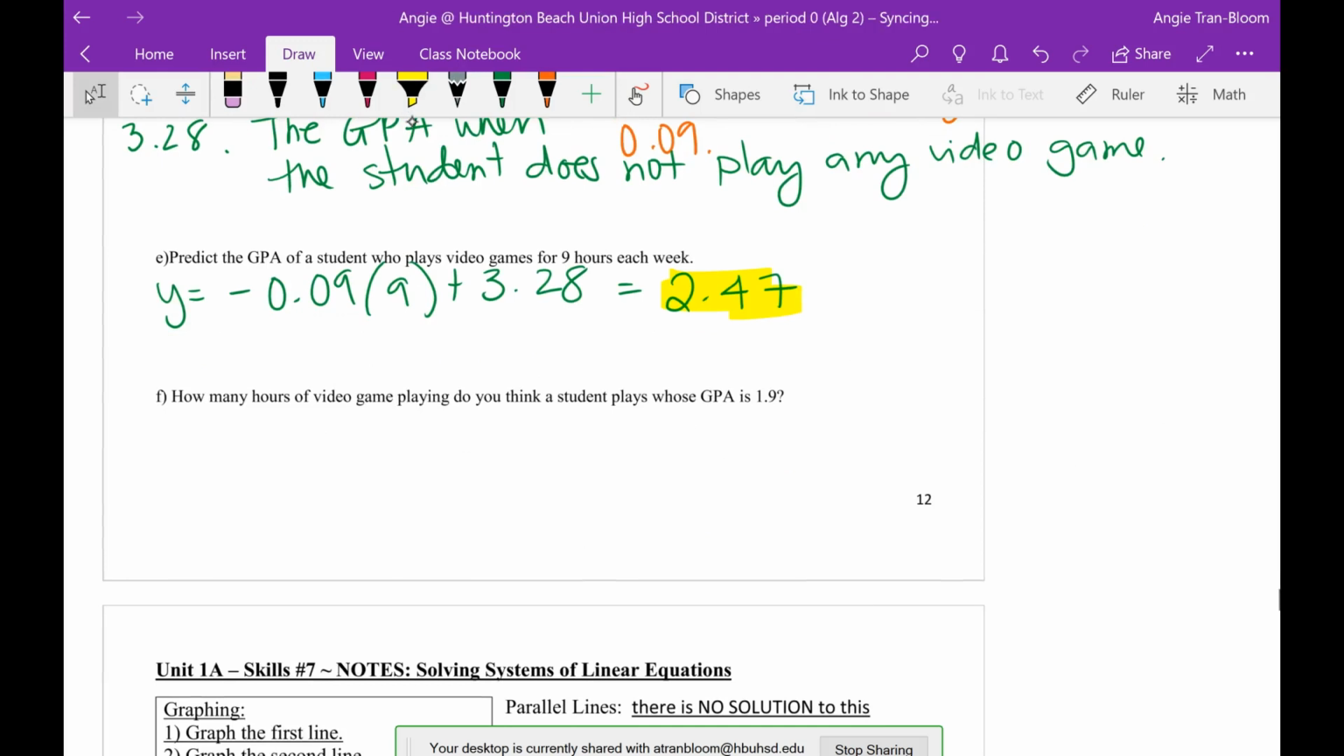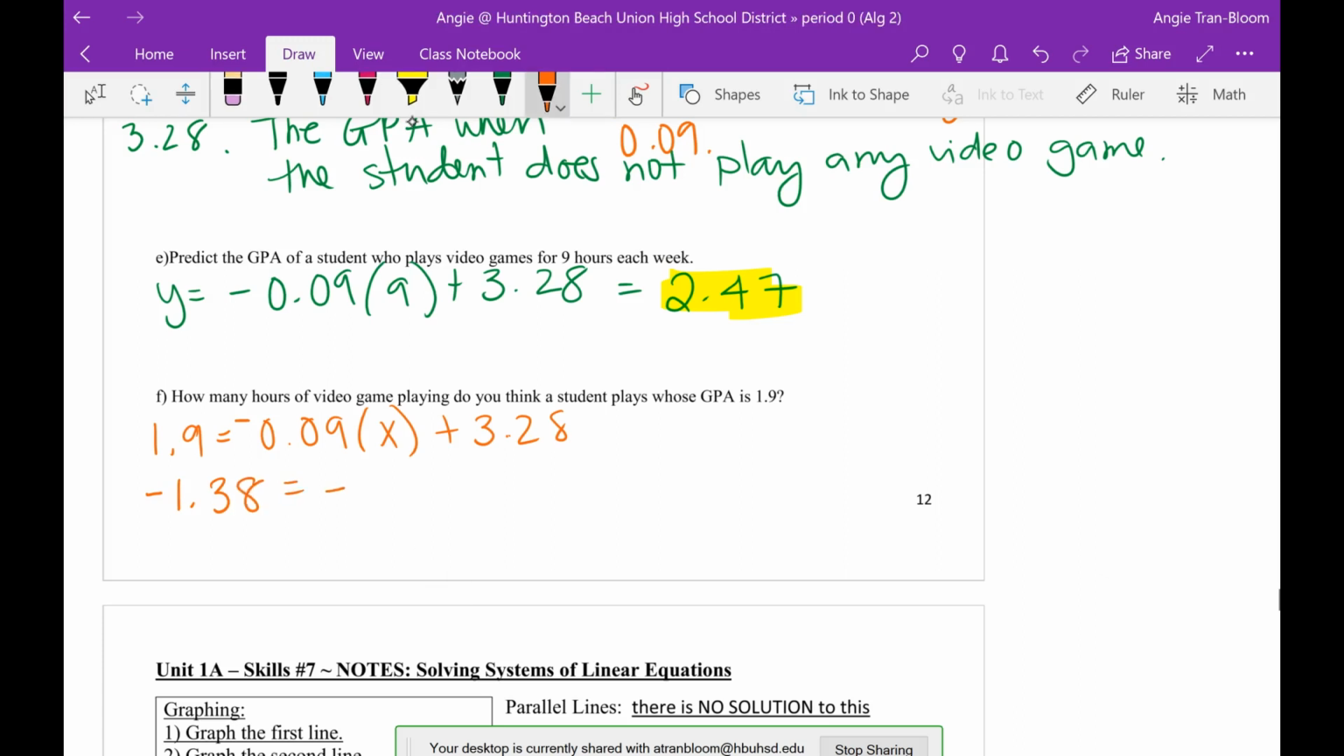How many hours of video game playing do you think a student plays whose GPA is 1.9? About 15. So did you do 1.9 equals? So x like that? Okay. All right. So did you guys subtract both sides by 3.28? Oh, there's a negative in front of my slope. Did you guys subtract both sides by 3.28? Okay. What was 1.9 take away 3.28? Negative 1.38. Thank you. Negative 1.38 you just said. Okay.